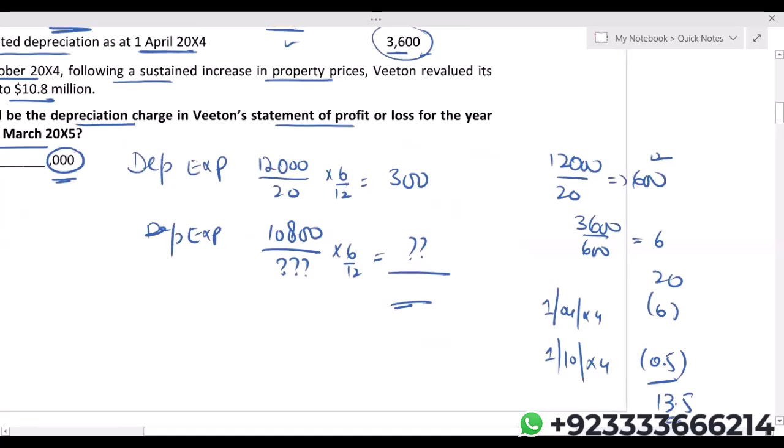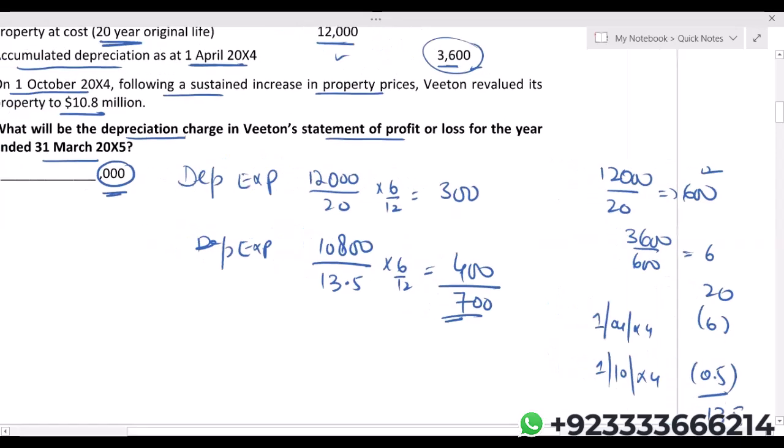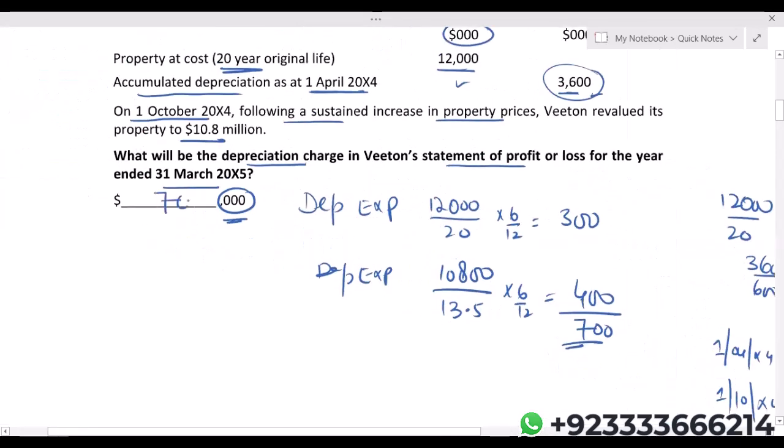The revalued amount will be depreciated over its remaining life, which is 13.5, and we will depreciate only 6 months. So 10,800 divided by 13.5 into 6 upon 12. I'm getting 400. So the total depreciation will be 700. I hope it is clear to everyone. So the total depreciation is 7 lakh because 3 zeros are already there.